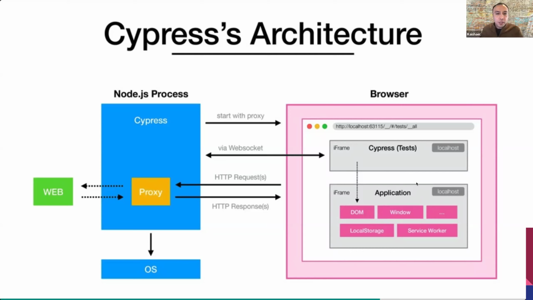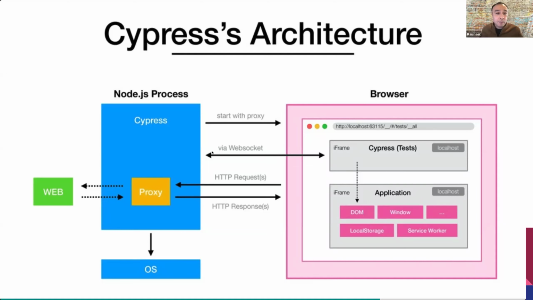Moving to the right side, Cypress runs inside a browser, executing tests in an iframe. These tests interact with the application, which runs in a separate iframe. This allows Cypress to control the application's DOM, local storage, service worker, window, and any other API systems. Cypress communicates with the browser through WebSocket, providing instant feedback during test execution.